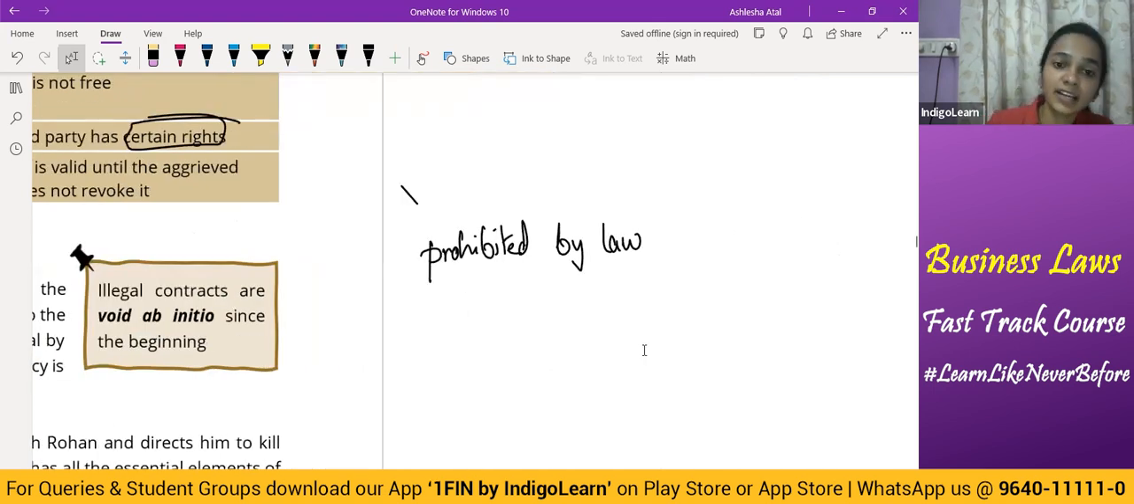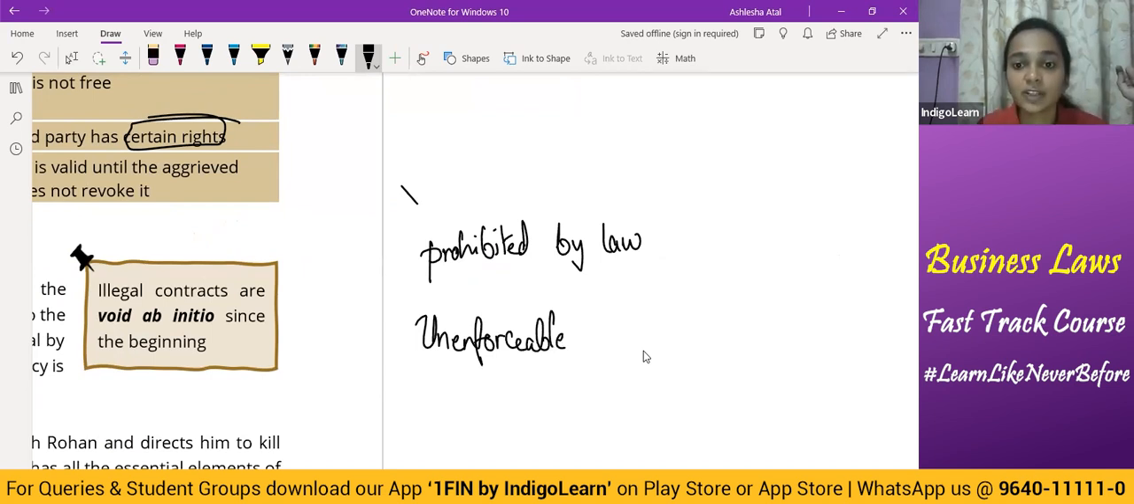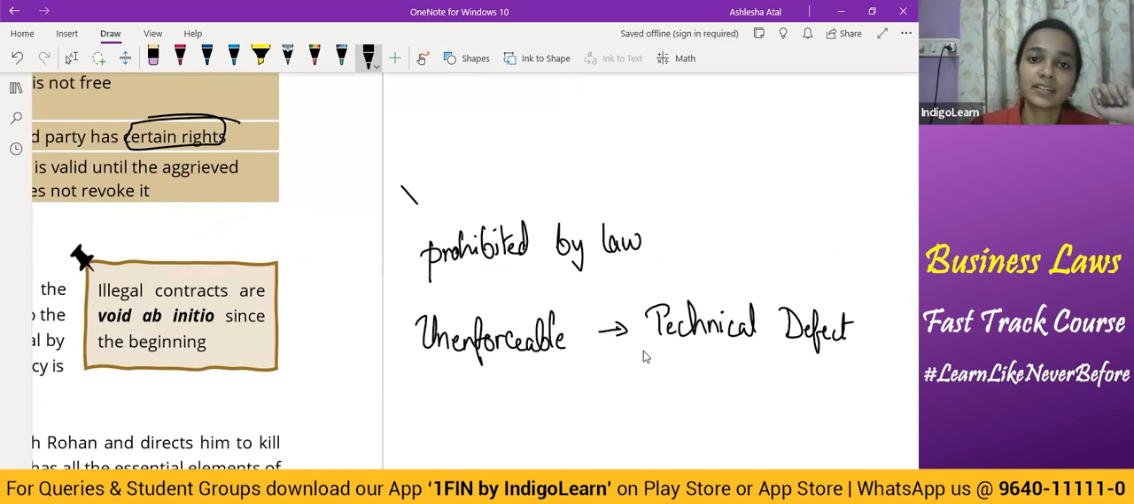Apart from this, the other type of contract is an unenforceable contract. Now, an unenforceable contract is basically a contract with some technical defect. Now, what does technical defect basically mean? As we've understood under general essential elements, some other formalities have to be complied with in certain situations. So say the contract has to be in writing.